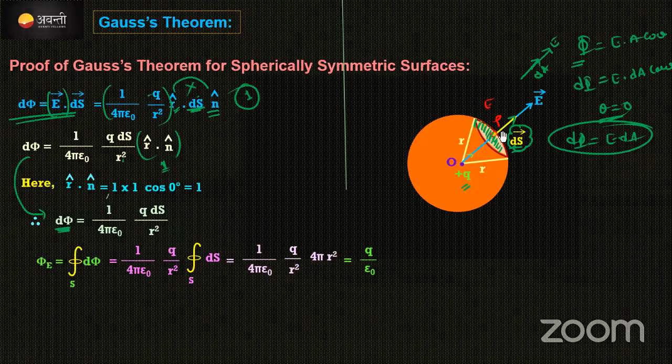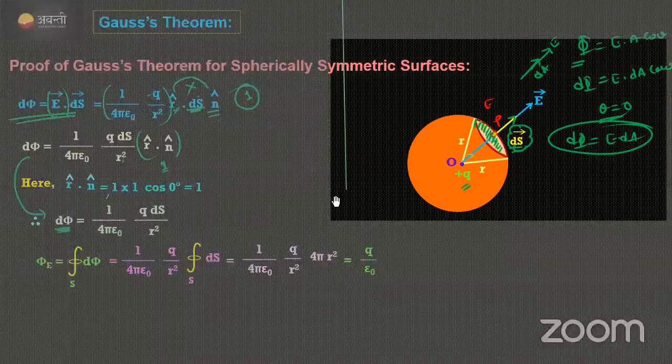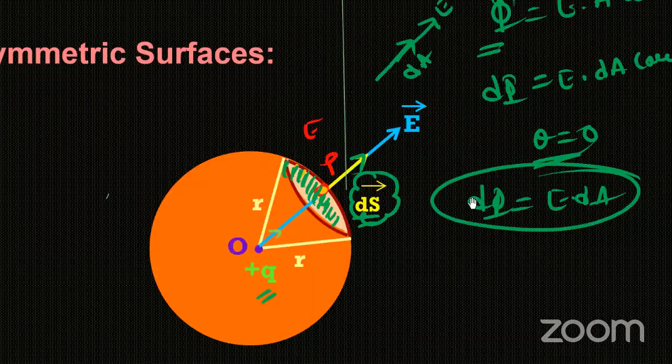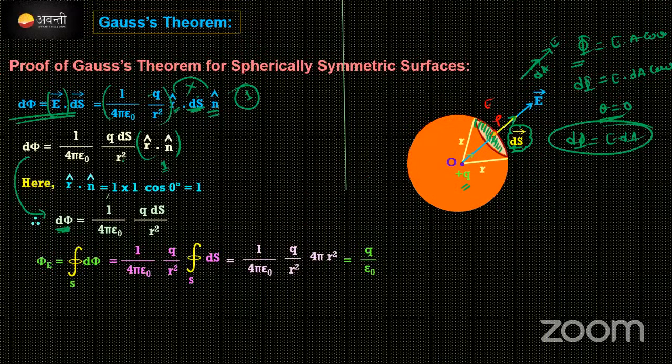Look at here, only for this area the flux will be d phi. If I want to find out the total flux for this surface, I need to apply the integration. For the total flux I will apply a closed integral. We call this a closed integral. Closed integral means वो सरफेस का पूरा एरिया निकालना है हमको.